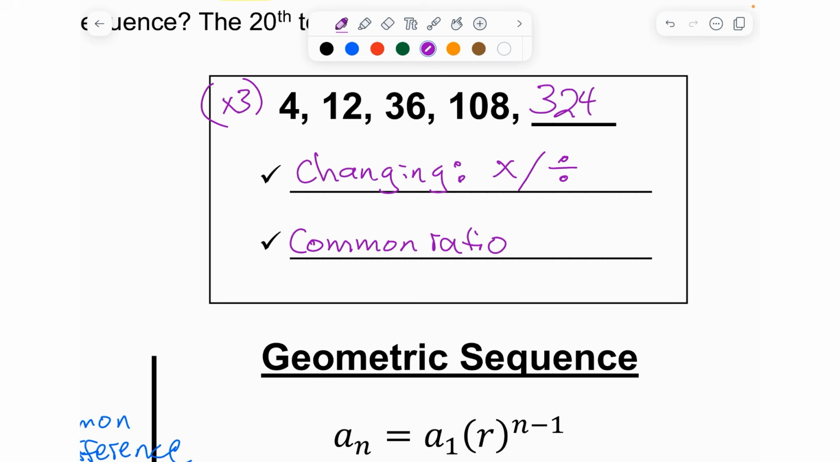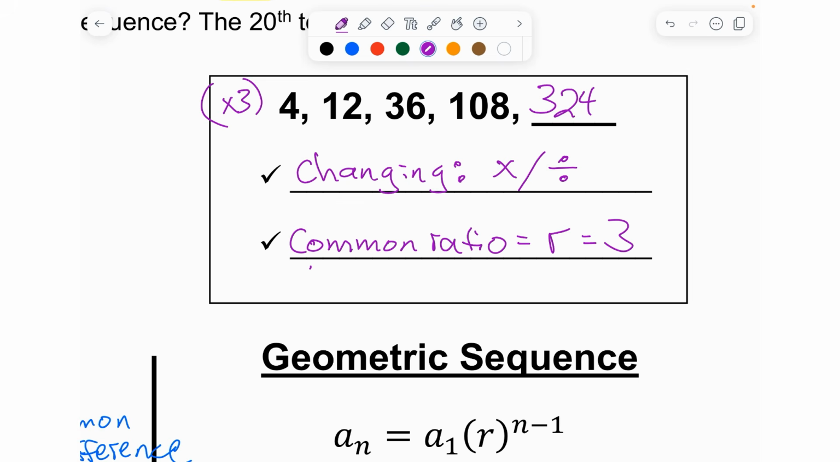Now, are you familiar with the word ratio? A ratio actually is a division problem. But that common ratio, the amount that they change by, is labeled as R. And again, for this particular problem, just to make sure we're clear, that means that R would equal 3.